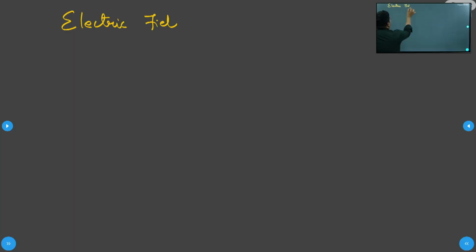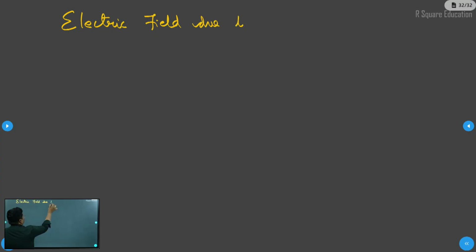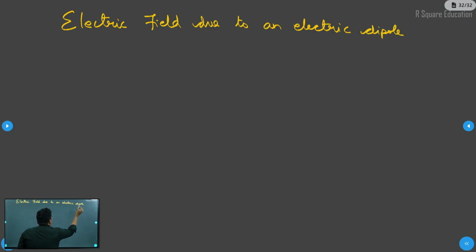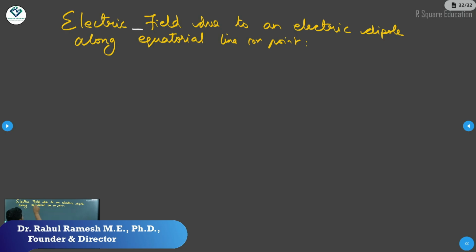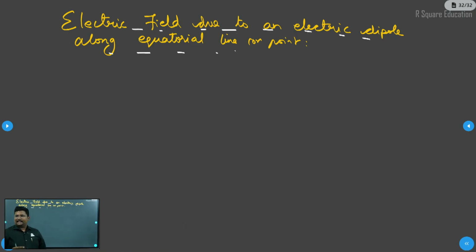Electric field due to an electric dipole along the equatorial line or point, whatever you take. Okay. So in the last class we did something with respect to along the axis, right?